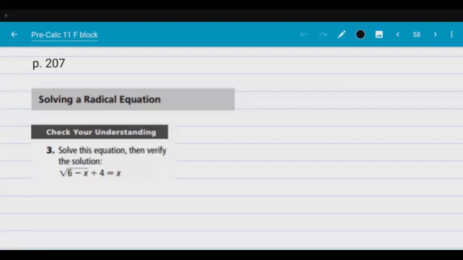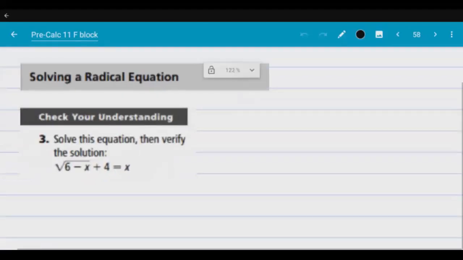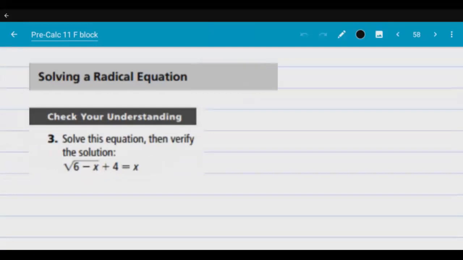All right, welcome to Check Your Understanding number 3 in section 3.3. So we are going to solve a radical equation this time. Solve this equation, then verify the solution. All right, guys, so how do you approach this?